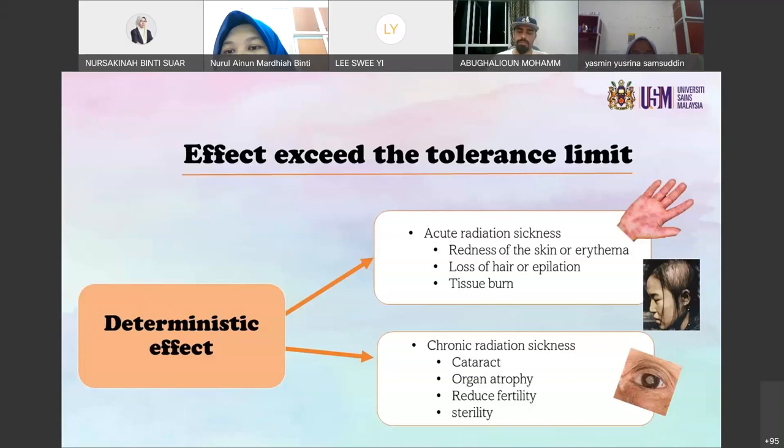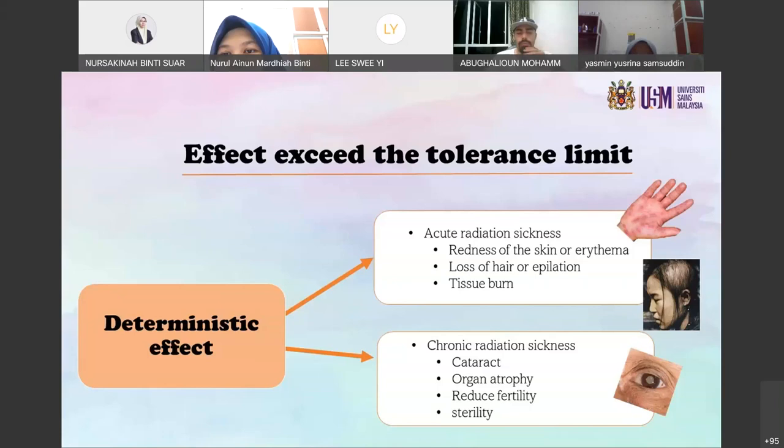Acute radiation sickness is not a dangerous effect. This effect is caused when the dose is large and delivered in a short time, usually occurring after the exposure or within 24 hours of the exposure. This is easy to cure and control. Acute radiation sickness can happen when 1000 millisievert in a single dose is received by the person. This is an example of acute radiation sickness.